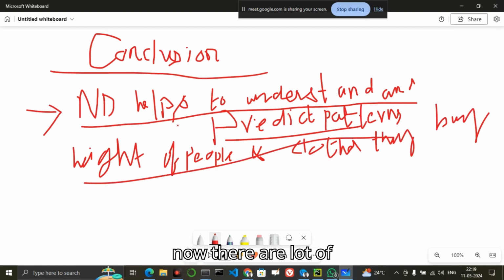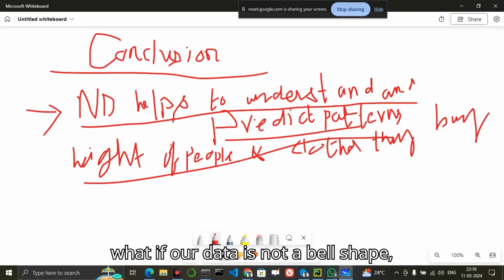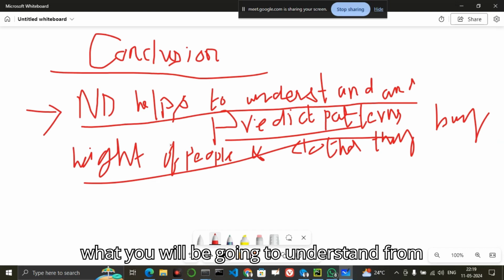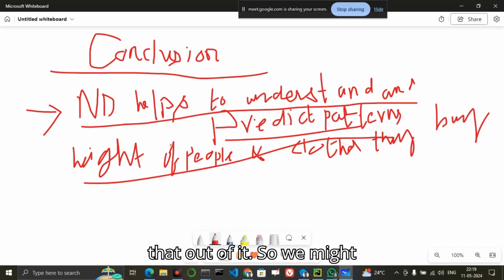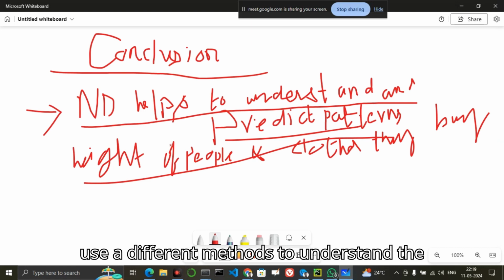So now there are a lot of questions you will be getting in your mind, like what if our data is not bell shaped? What will you understand from that? We might use different methods to understand the data, right?